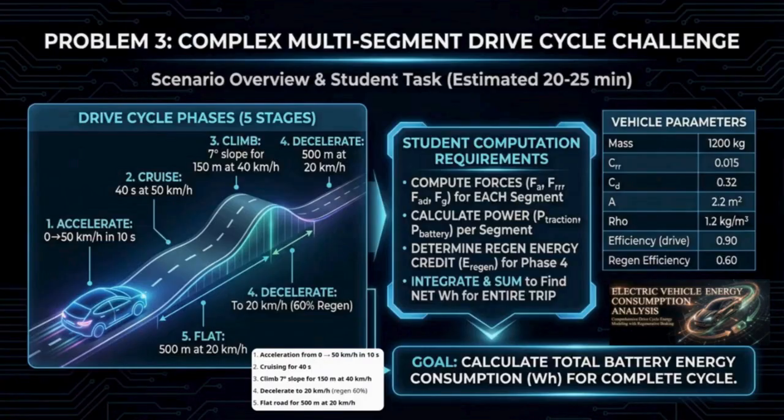For the entire trip, compute acceleration using A equals delta V divided by delta T. Compute total force using F total equals m a plus F rolling plus F drag plus F grade. Then compute power using P equals F total times V. Include regenerative credit during braking. And finally calculate net energy in watt hours by integrating power over the full journey. This is your complete full cycle energy mission.